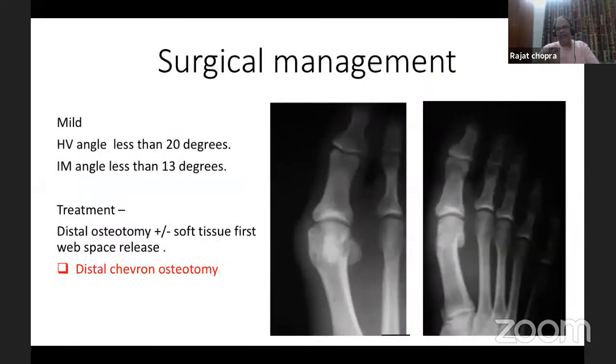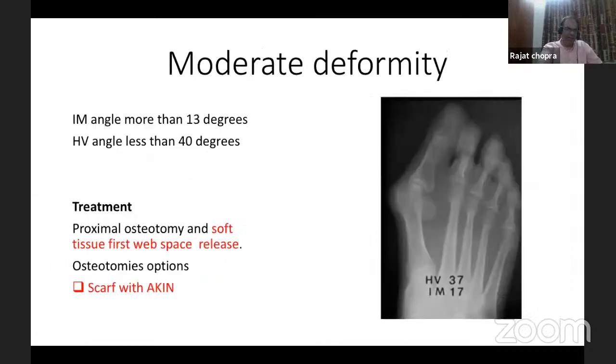Now, how do I decide what you have to say in the exam, in case you get a case where you have calculated the angles, or the examiner will give you the angles, that it is a mild case. If it is a mild case, you can just do a simple distal chevron osteotomy plus or minus soft tissue release in case it needs, and you will be able to achieve good correction in a mild case. But if it is a moderate case, that means your hallux valgus angle is around 37 and intermetatarsal around 17, so distal chevron osteotomy will not work.